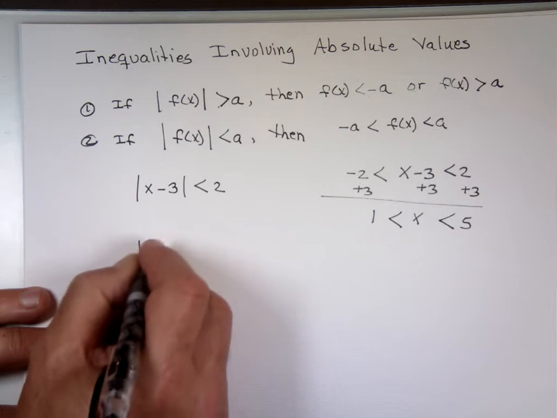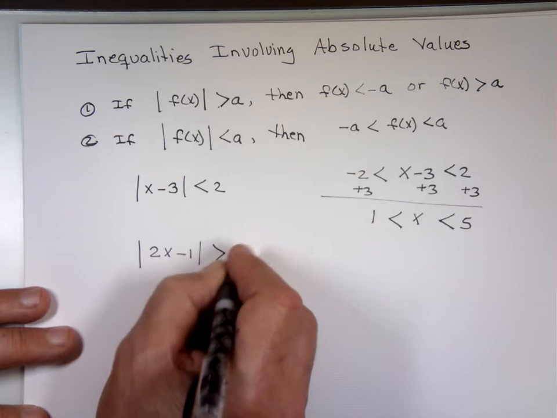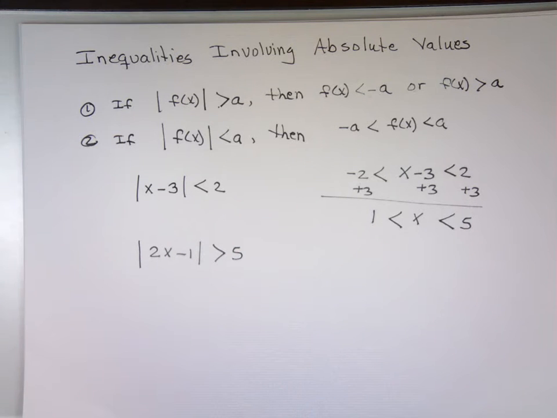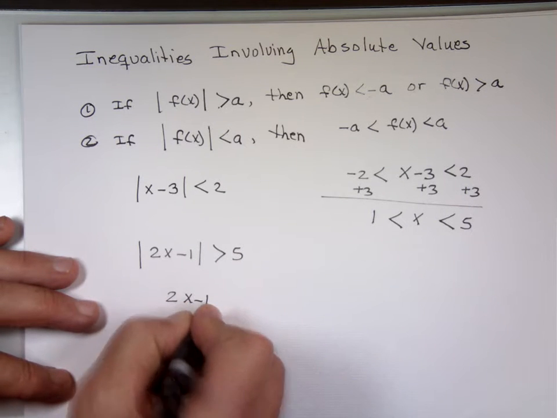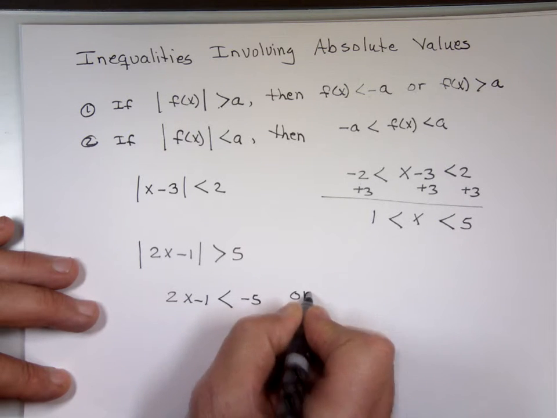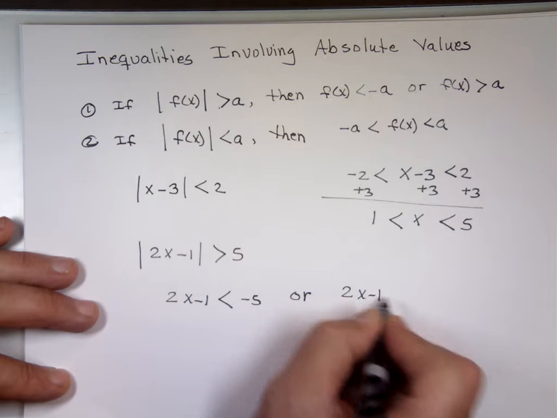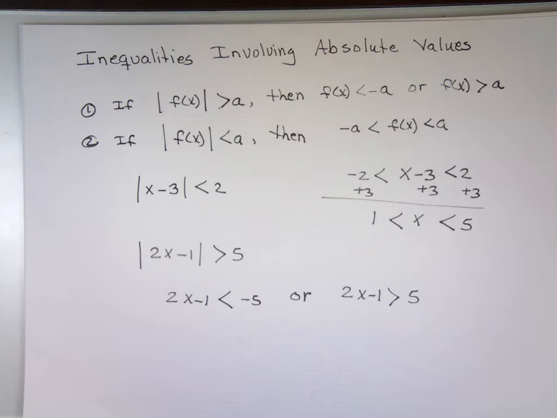If I have a problem that looks like this, 2x minus 1, absolute value of that, is greater than 5. Is that 1 or 2? 2, so I got to write that 2x minus 1 is less than what? Negative 5, or 2x minus 1 without the absolute value is greater than 5. I got to break it down as two problems. So that's another example here.